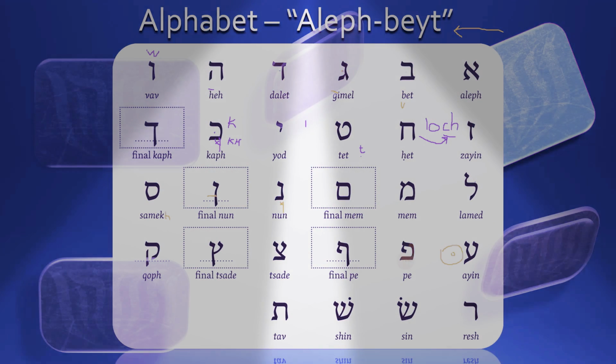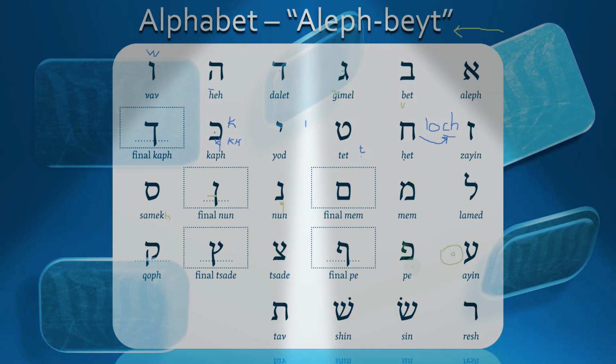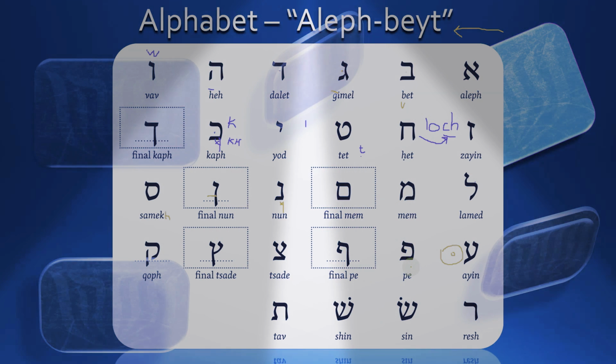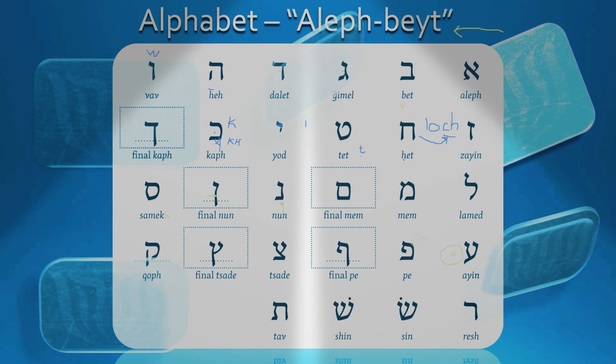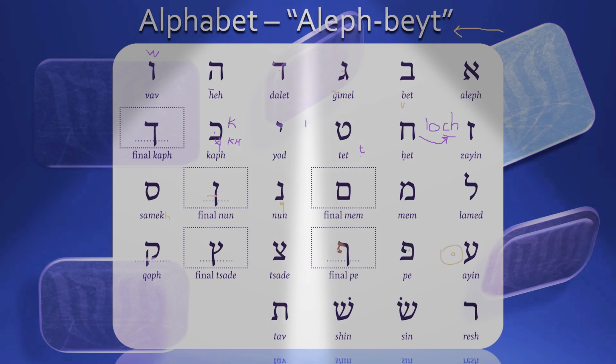Pay. Pay or fe. So when we write this letter without the dots, like we see it here, it's an F sound, like Philippines. But when we put a dot inside of it, that means that the letter is pronounced like a P, like Pinoy. Right? So these, of course, sounds are always going to be related with and without the dot. And here is a final fe.